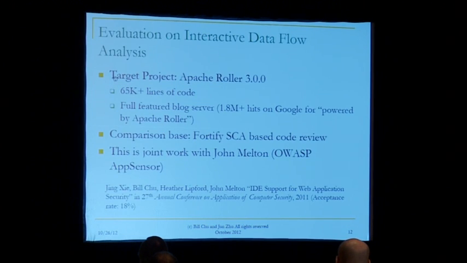Now I'm going to talk to you a little bit about evaluation. We're in the research world, not in product, so we have to say how well that works. We did an in-depth analysis of an open source project, Apache Roller, which has about 65,000 lines of Java code, and it's quite widely used. If you do a Google search for powered by Roller, probably over 1 million sites pop up, and it's actively maintained. So this is a reasonably well-maintained open source project.